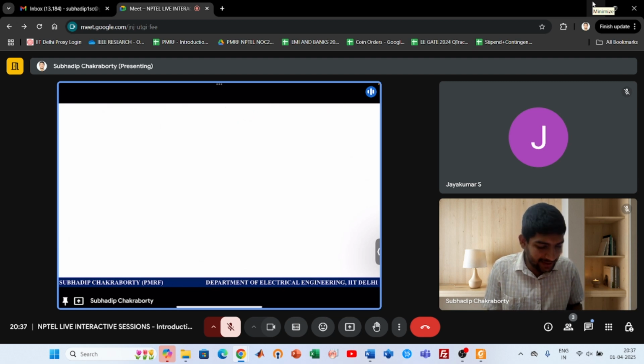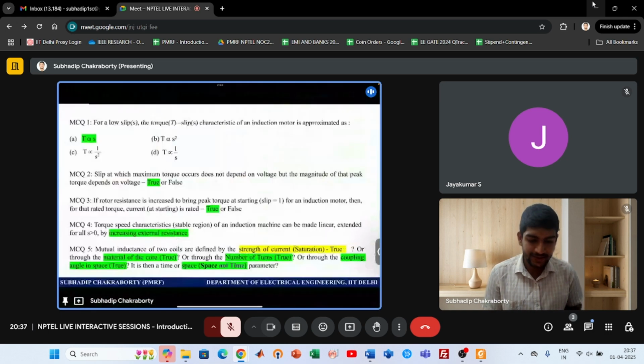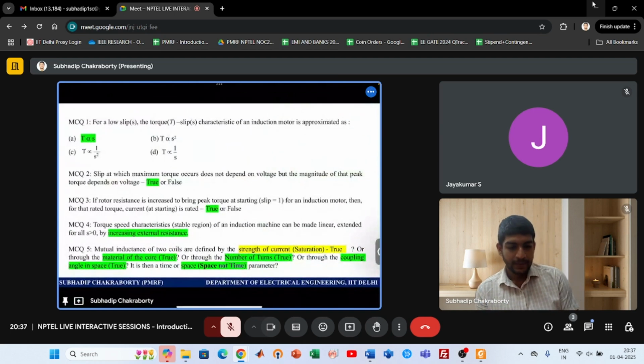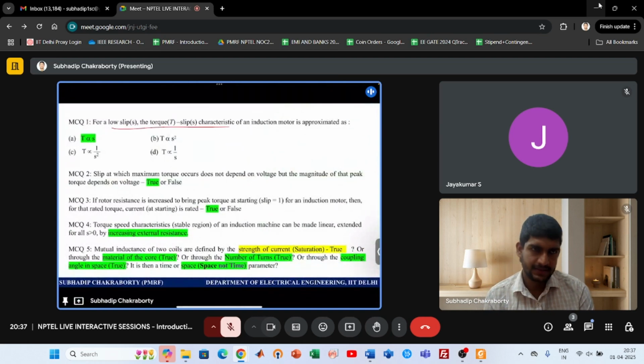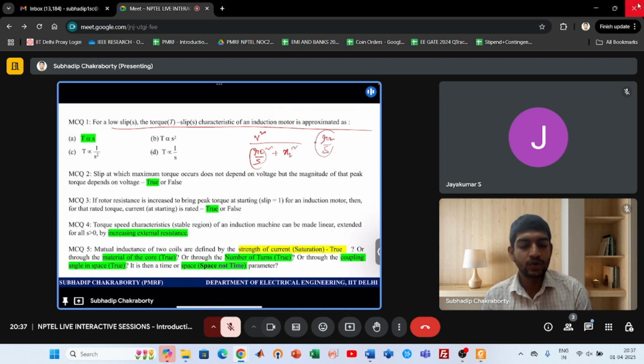So now we go to some numericals. Numericals are very easy for induction machine. You just need to play with the circuits, right? So I have a few numericals for you. See, for a low slip, it is asking the torque. So you know how to do it. It is asking low slip.